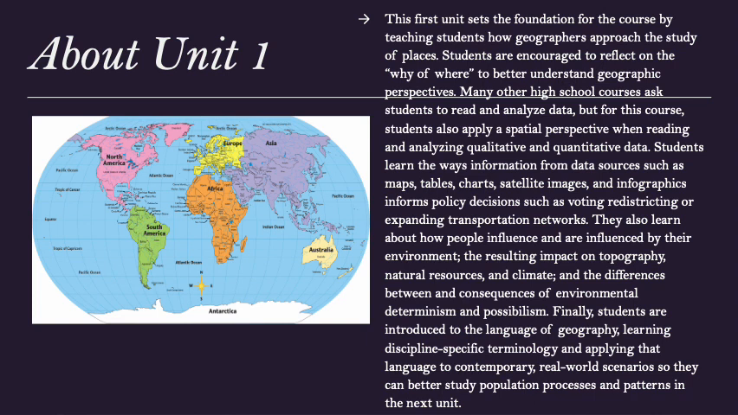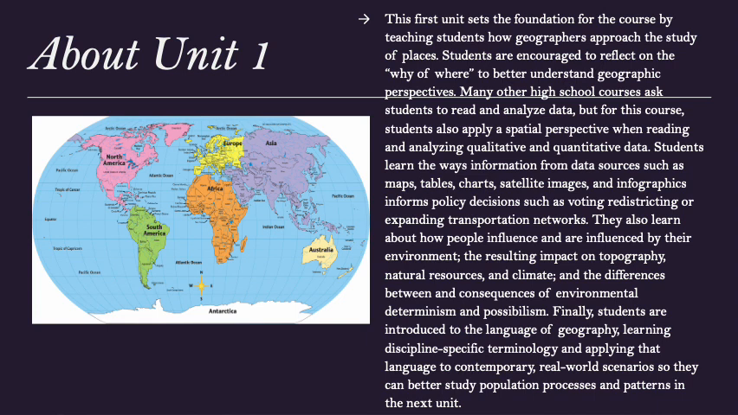You are also asked to apply a spatial perspective when reading and analyzing qualitative and quantitative data. You learn the ways information from data sources such as maps, tables, charts, satellite images, and infographics inform policy decisions such as voting, redistricting, or expanding transportation networks.